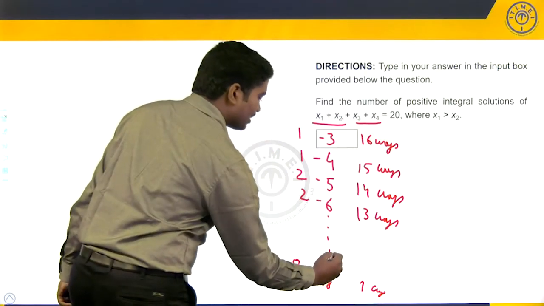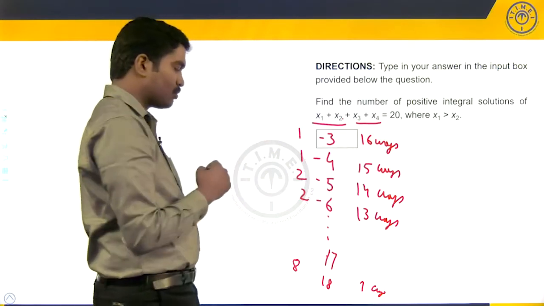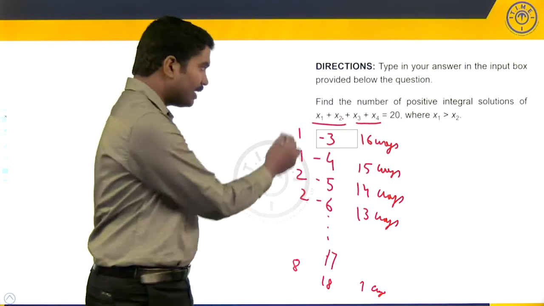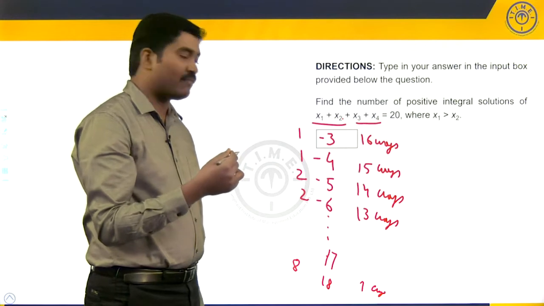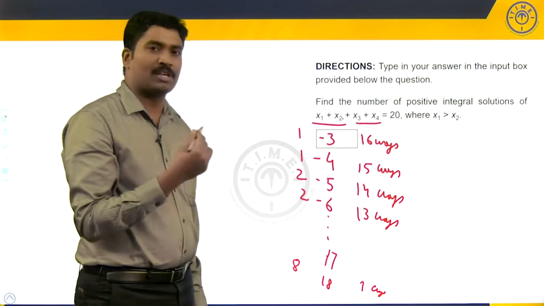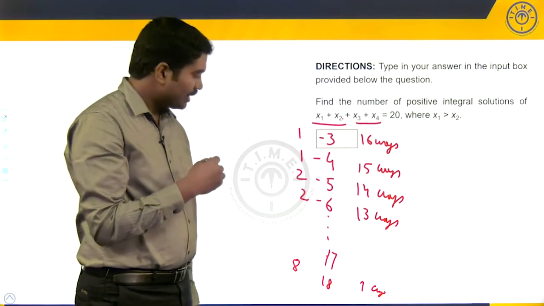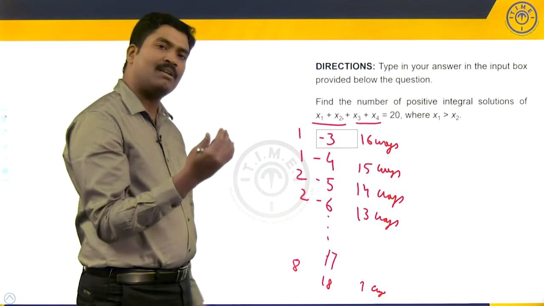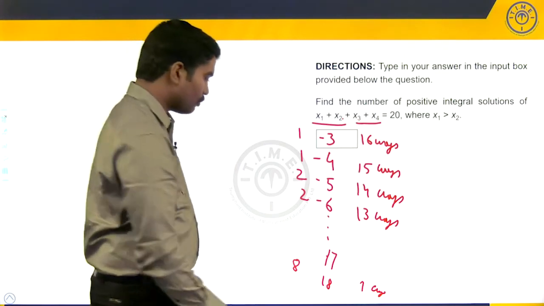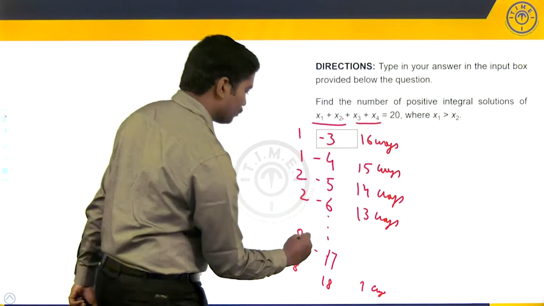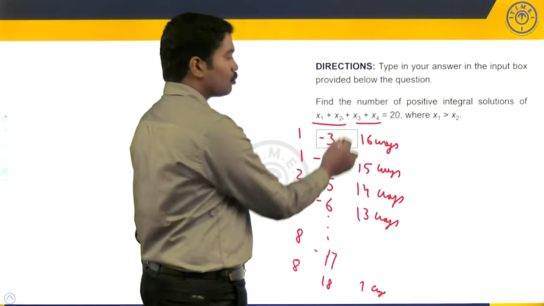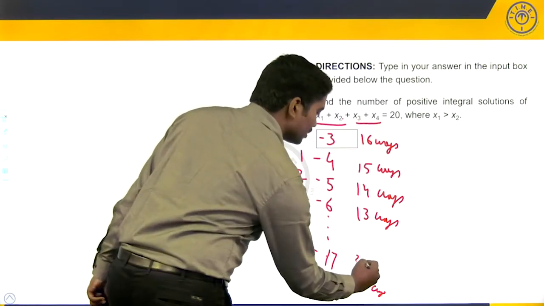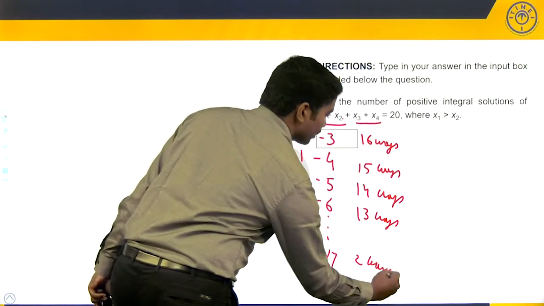Fine. What about 17? If the x1 and x2 sum is 17, x1 should still be greater than half. Half of 17 is 8.5, x1 is greater than 8.5, so x1 should be at least 9. It can be 9, 10, 11, 12, 13, 14, 15, 16. So again, it can take 8 values. While if this sum is 17, this sum must be 3. So 2, 1 or 1, 2. This can happen in 2 ways, correct?